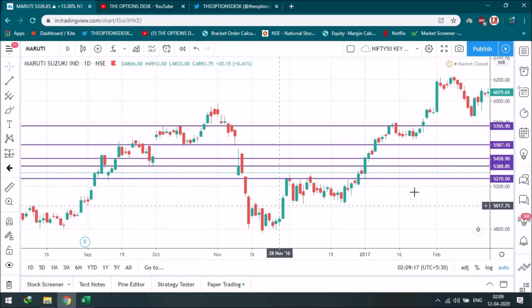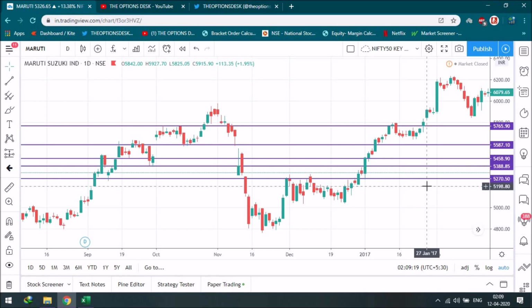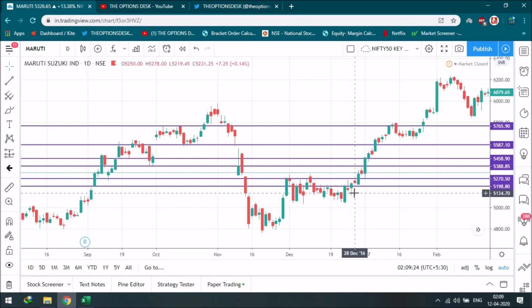Now let's go for the first target. Should I go for the first target at this level? Yes, I should. Why? The low of this candlestick you can assume, high again, high again, high again, low of this candlestick again, high of this candlestick again, and the low of this candlestick again. So that was my first target.